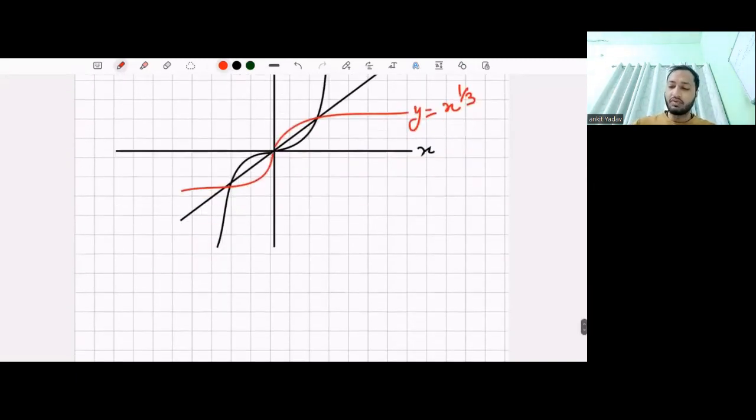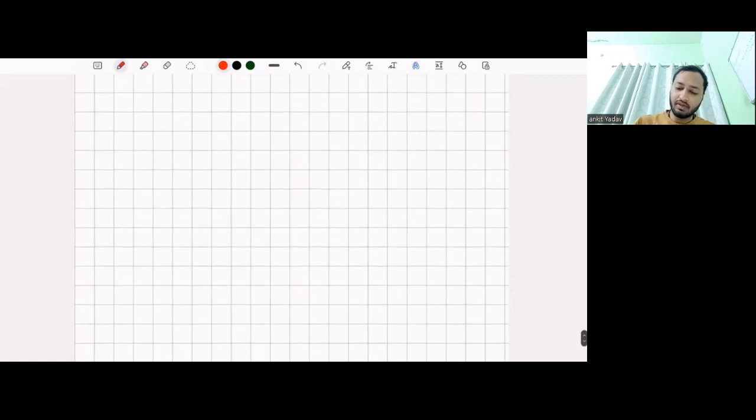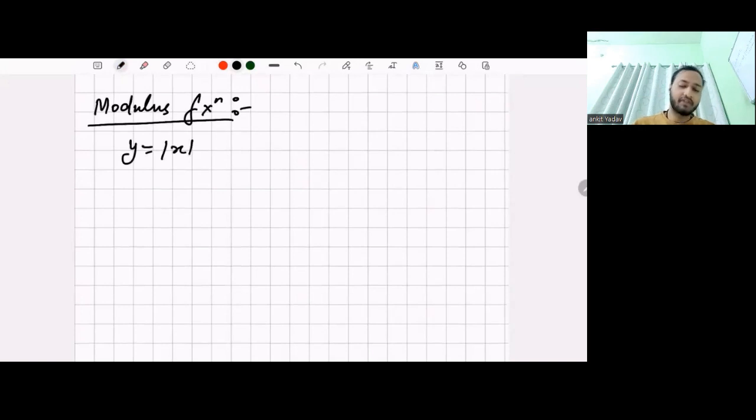Now moving ahead with some other graphs. The graphs of irrational functions are done. Now we come to other functions. The next one we have to discuss is the modulus function. The modulus function graph we will have to discuss. y is equal to mod of x.